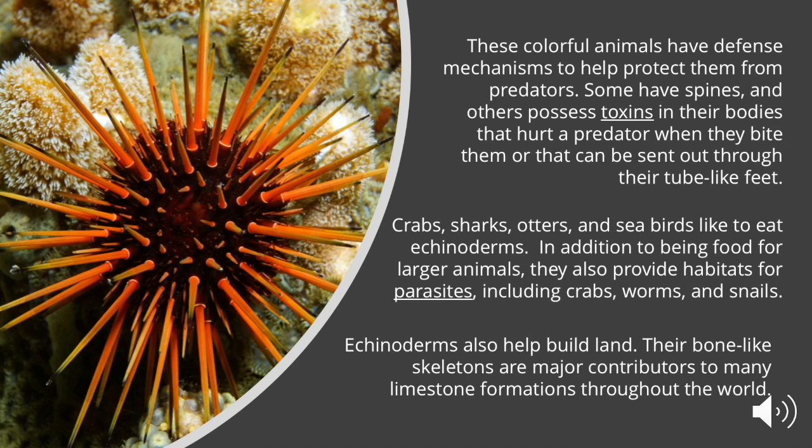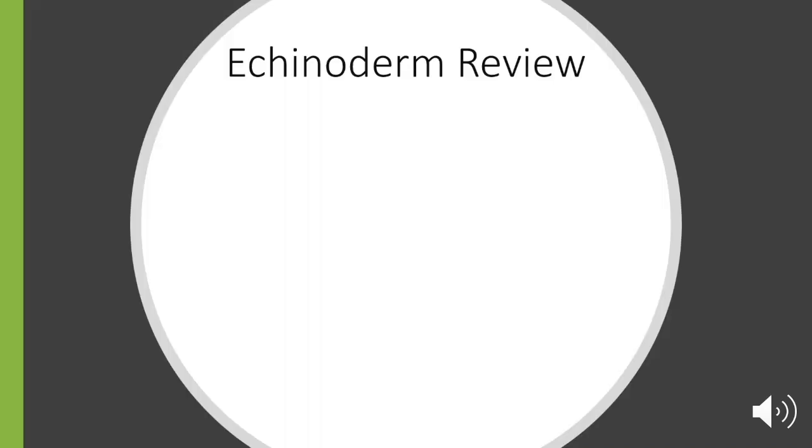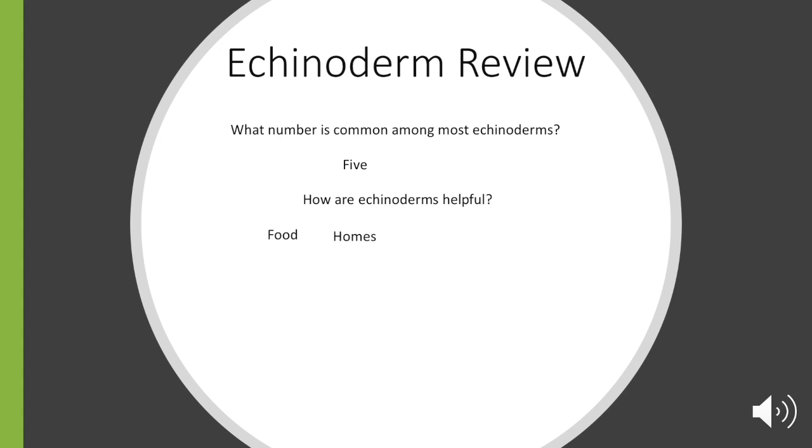Echinoderms also help build land. Their bone-like skeletons are major contributors to many limestone formations throughout the world. I think we're looking at a sea urchin here, I believe. I'm not totally sure, but I'm pretty sure that's what that is, a sea urchin. Echinoderm review. What number is common among most echinoderms? You know that. 4, 5, 6, 2. Of course, it's 5. How are echinoderms helpful? For food? For homes? For beauty? For limestone? I think I know the answer here, and I believe it's all of them, and it is.